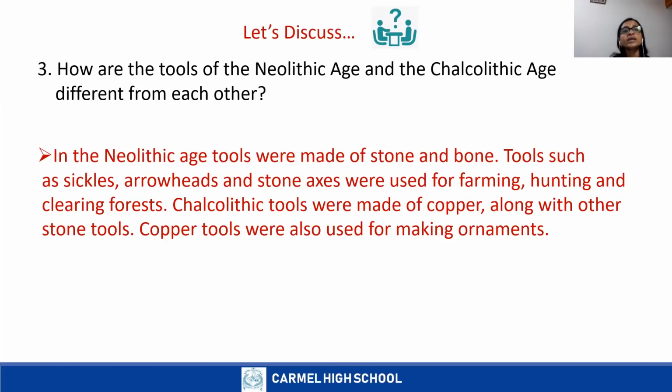In the Neolithic age, tools were made of stone, and tools such as sickles, arrowheads, and stone axes were used for farming, hunting, and clearing forest. Chalcolithic tools were made of copper along with other stone tools. Copper tools were also used for making ornaments.